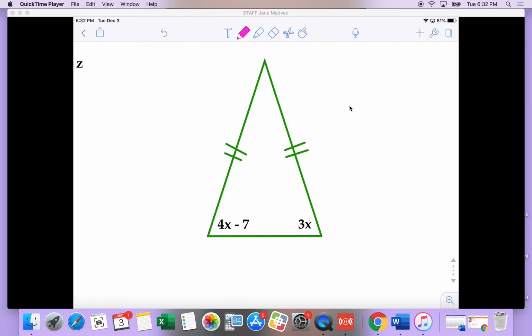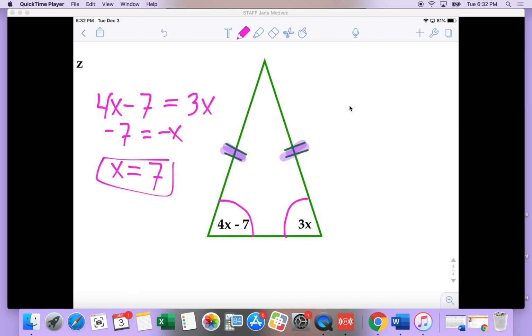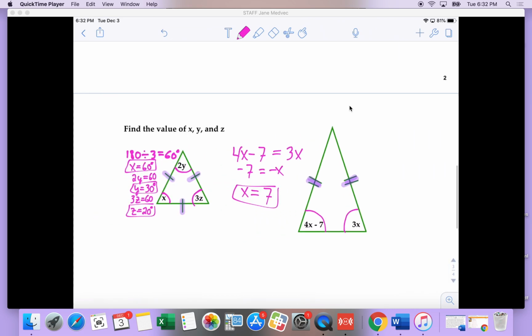I know this is an isosceles triangle, because of these two hash marks here and here, I know that their base angles are congruent. So this angle is congruent to this angle. So I can go 4x minus 7 equals 3x. Use my algebra magic, negative 7 equals negative x. Subtract my 4x. Then divide by negative 1, and I get x equals 7. Something that looks pretty scary actually is pretty basic. All right, let's go on.